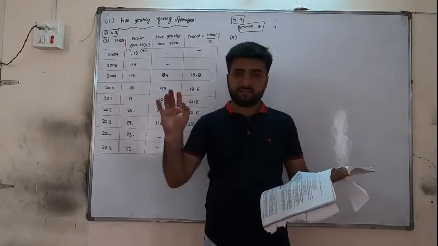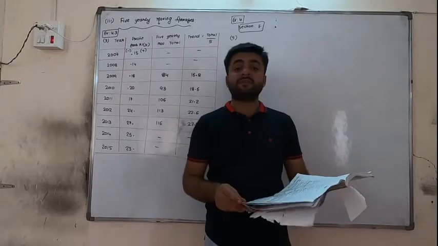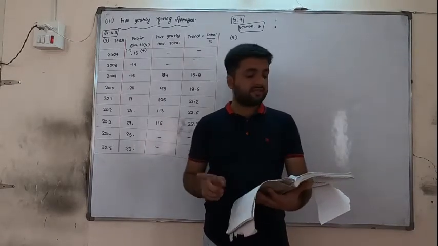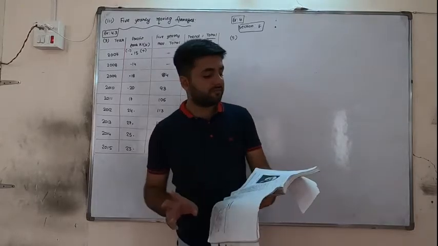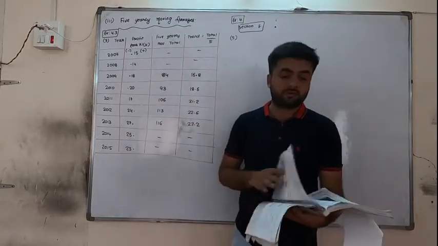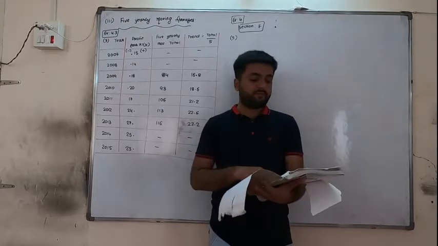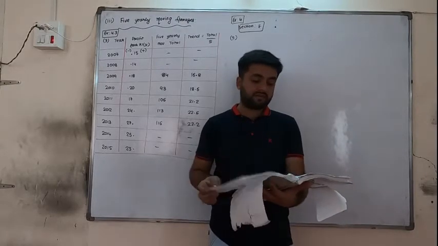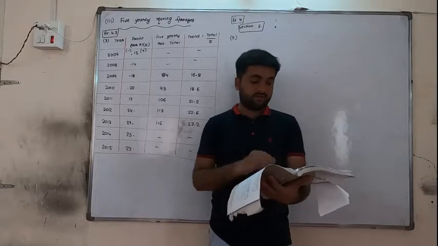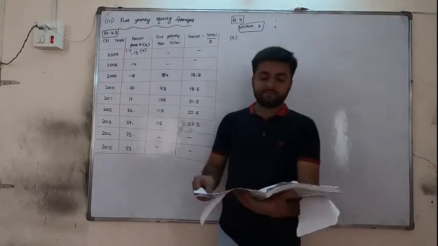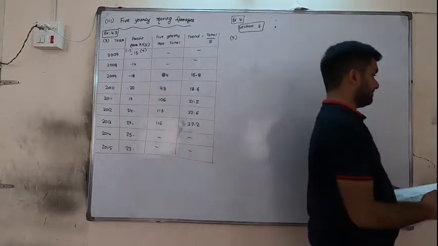For section F, first sum I have done yesterday. Second sum is to be ignored. Third sum I have done yesterday. Fourth sum I have given as homework. And fifth sum has to be ignored. So friends, we are completing this whole part today. Okay. So everything will be completed today itself.